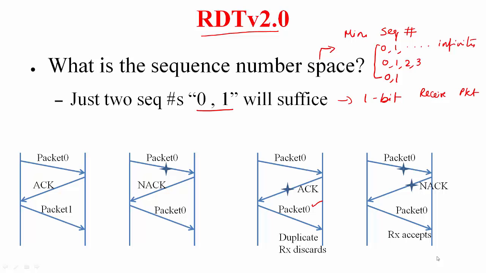So as far as channels with bit errors are concerned, are you convinced that RDT version 2 handles everything? In other words, there are no flaws as part of this particular protocol. Actually, it does. We have covered all possible combinations and handled it. But now I'm going to look at an optimization of this protocol. So I'm going to work with version 2.1.